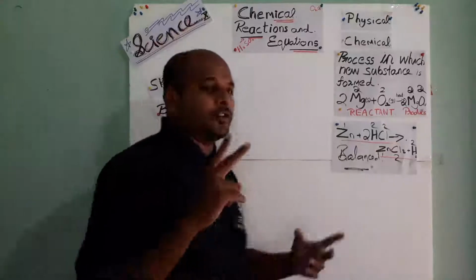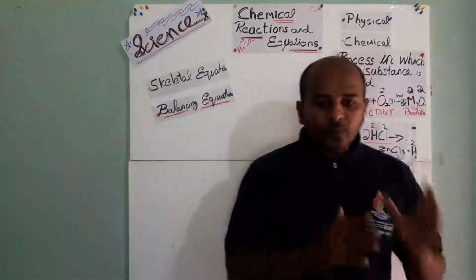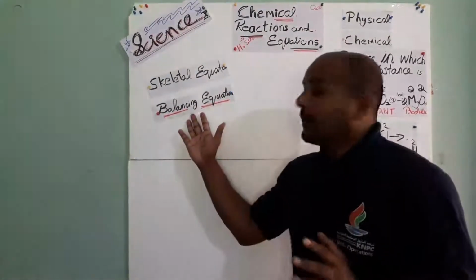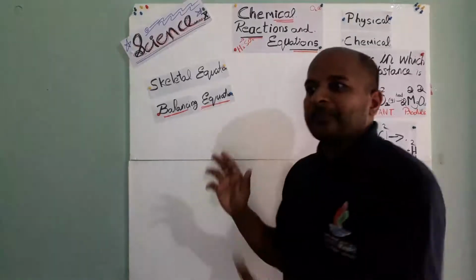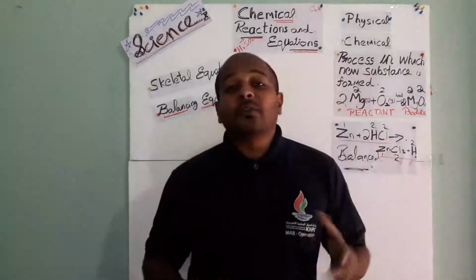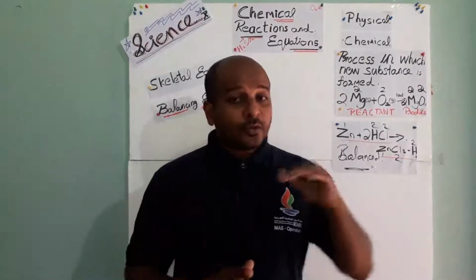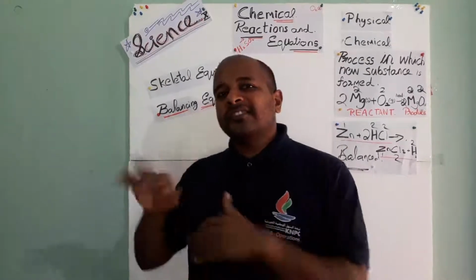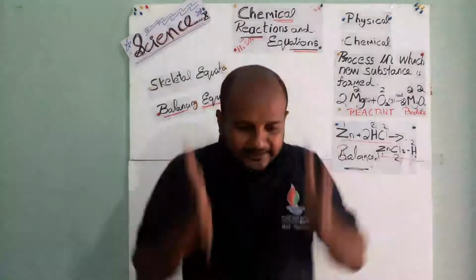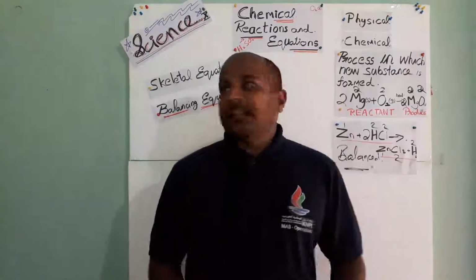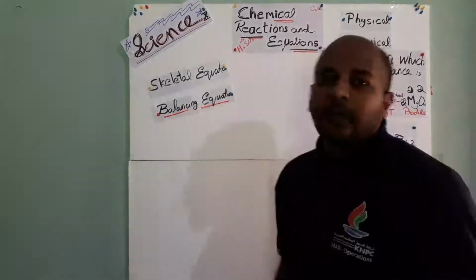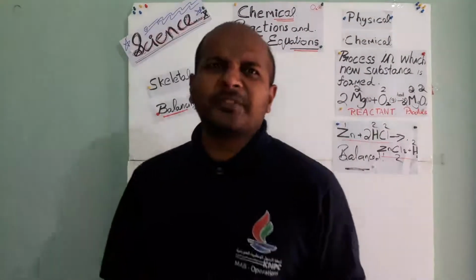So two more portions are remaining in this chapter. One is about balancing the equation, and the second part is about different types of reactions. What are the basic types of reactions? We will go through the different types of reactions in the next video. But this part, balancing the equation, is very important for you chemistry students.